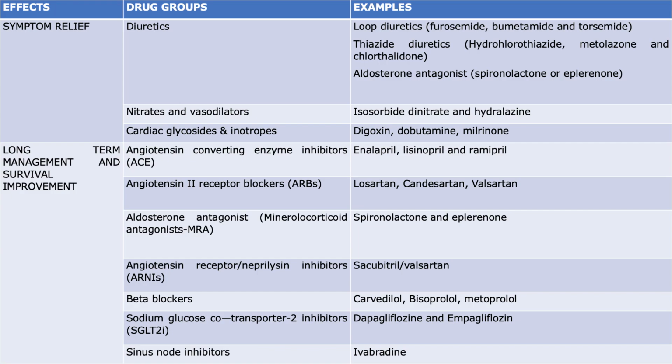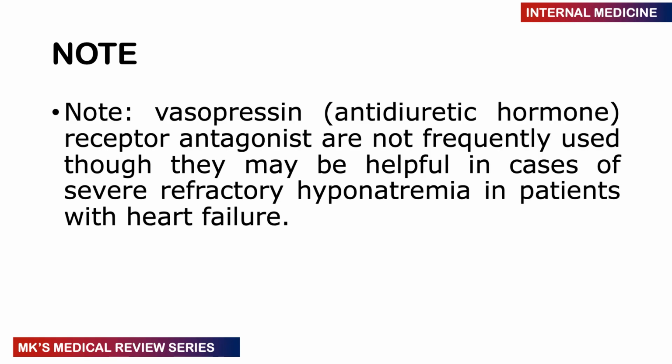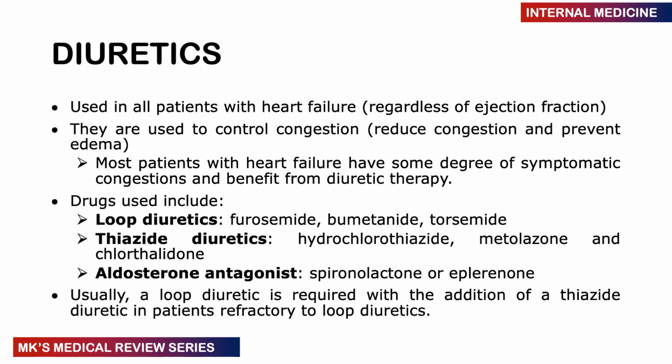You also have the sinus node inhibitors like ivabradine, which can be used as well, which block a special type of sodium channel that is found at the SA node. We can also use some drugs like vasopressin receptor antagonists, though they're not going to be commonly used. But in some patients that do have refractory hyponatremia, in patients with heart failure, we can use these drugs.